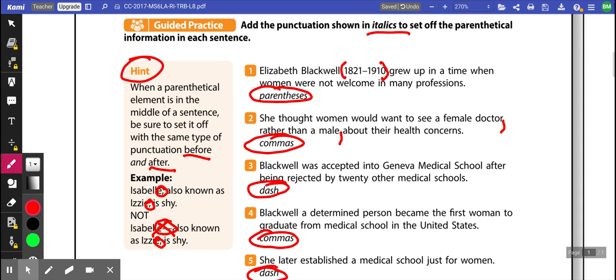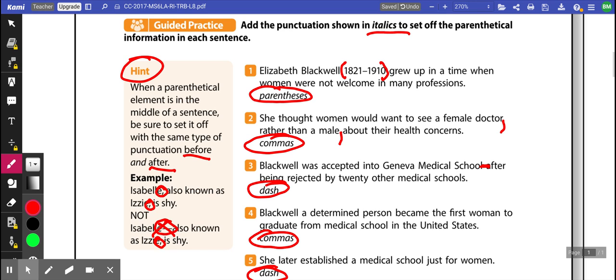3, Blackwell was accepted into Geneva Medical School after being rejected by 20 other medical schools. This is when we want to include a dash, and I can tell you it's for emphasis reasons. So, Blackwell was accepted into Geneva Medical School. That'd be a great place to put a period, but since we have extra information to emphasize, we're going to put a dash in between.